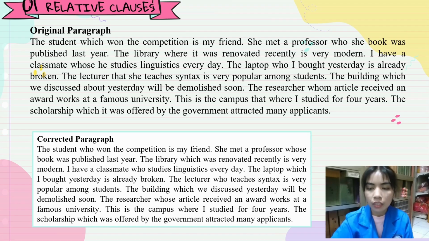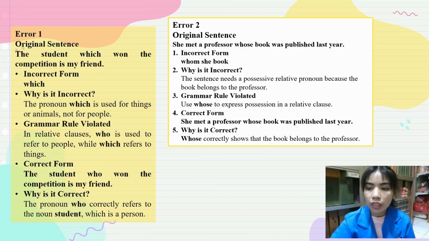On slides 1 and 2, the error in the first sentence is the word which. In the sentence, "The student which won the competition is my friend," this is incorrect because which is used for things while who is used for people. Therefore, the correct sentence is "The student who won the competition is my friend."